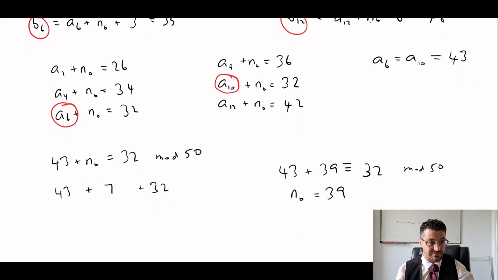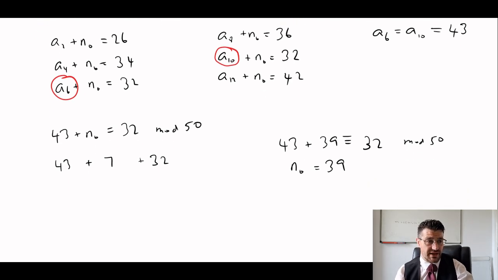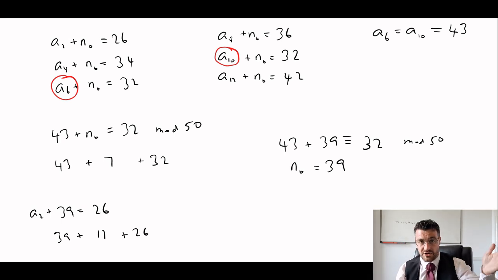So once you've got that n0, then the values of A2, A4, A8, A12, they just fall out. Let me see what I got. So let's take the equation A2. A2 plus n0, which is 39, equals 26. I've got to figure out what do I add to 39 to get 26 modulo 50. Well, 39 plus 11 takes me back to 0, and then add another 26, so it's going to be 37. So A2 is equal to 37.